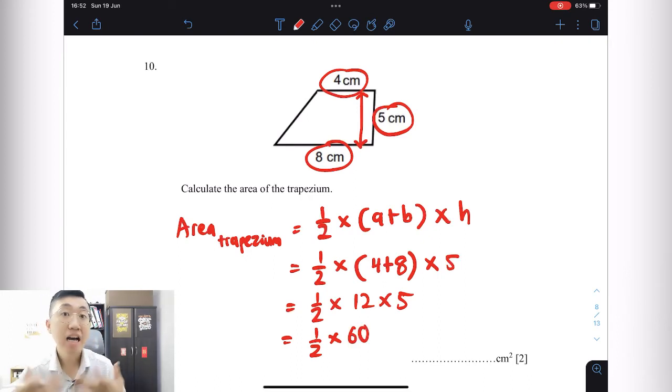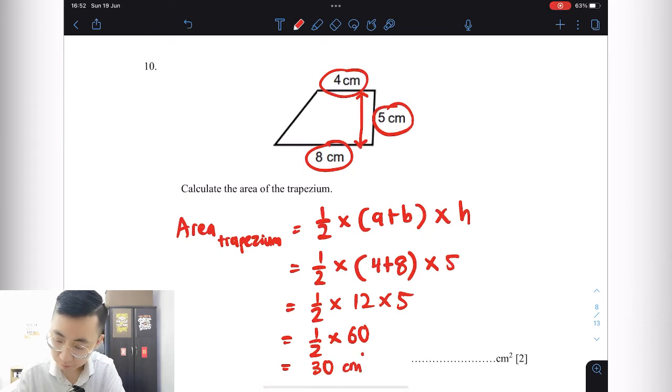Now anything times half is basically like divide by 2. So 60 divided by 2. Teacher is going to log in the final answer, 30, and the unit is centimeter square. So 30 centimeter square. There you go.